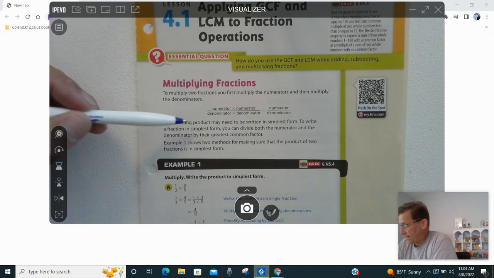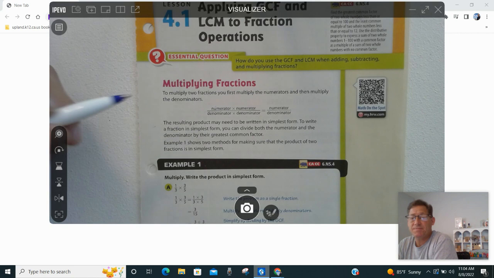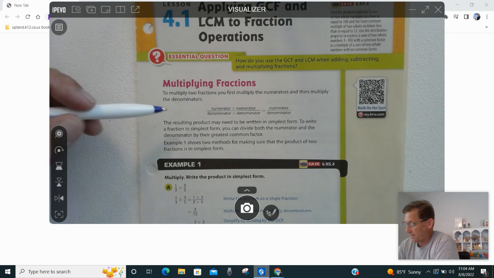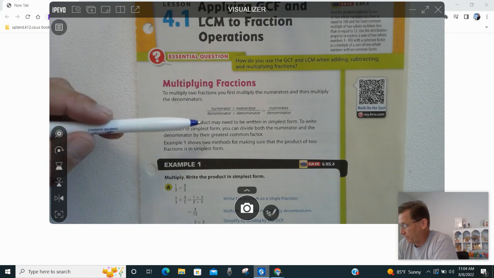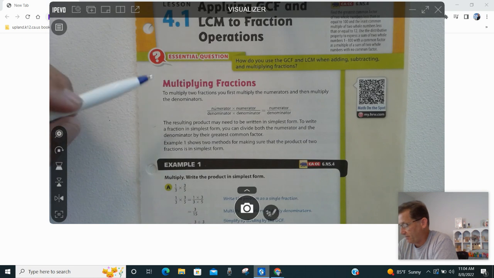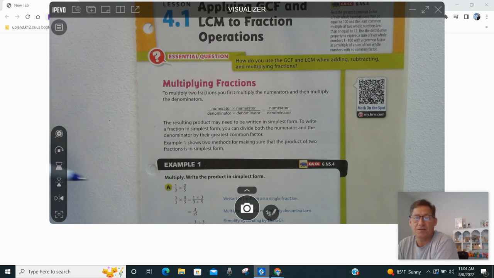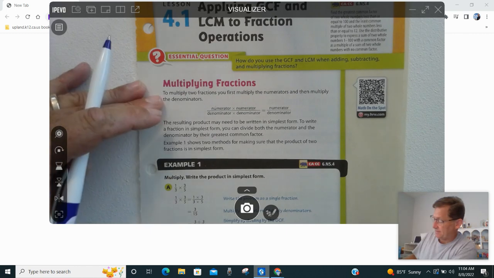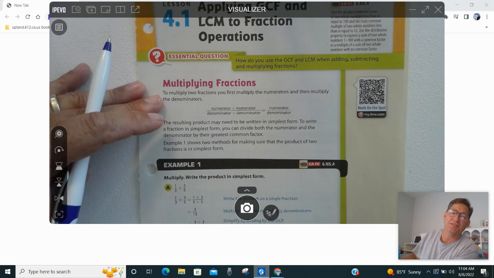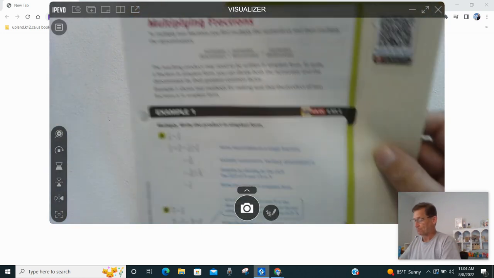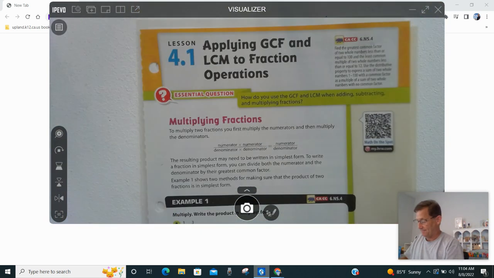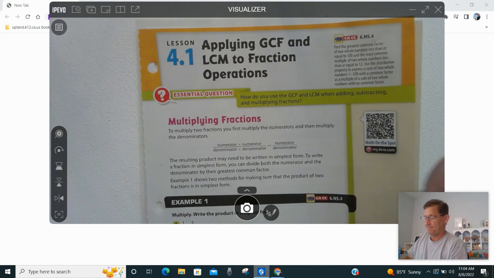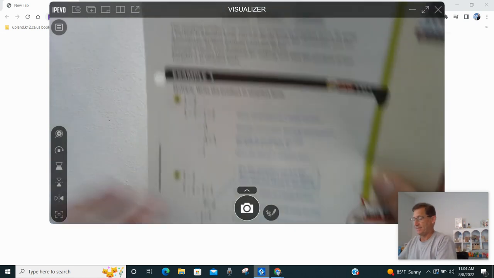The resulting product may need to be written in simplest form. To write a fraction in simplest form, you can divide both the numerator and the denominator by the greatest common factor. Example 1 shows two methods for making sure that the product of two fractions is in simplest form. So example 1, multiply and then write the product in simplest form.